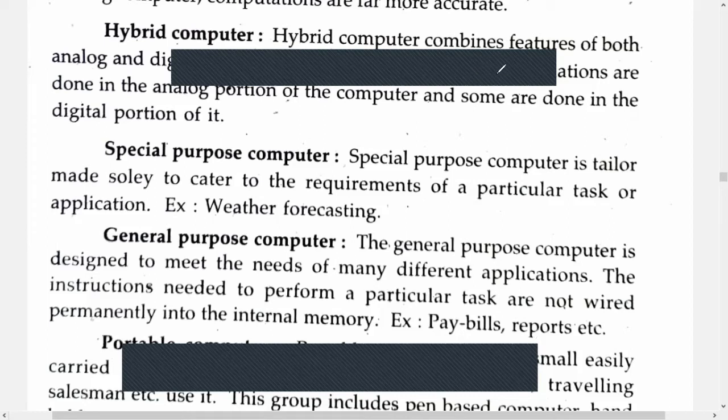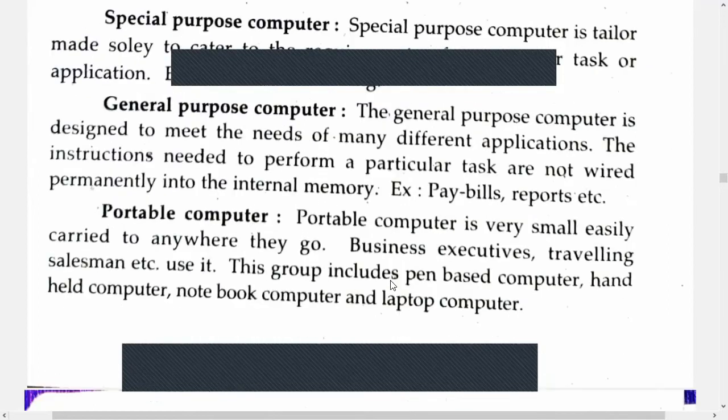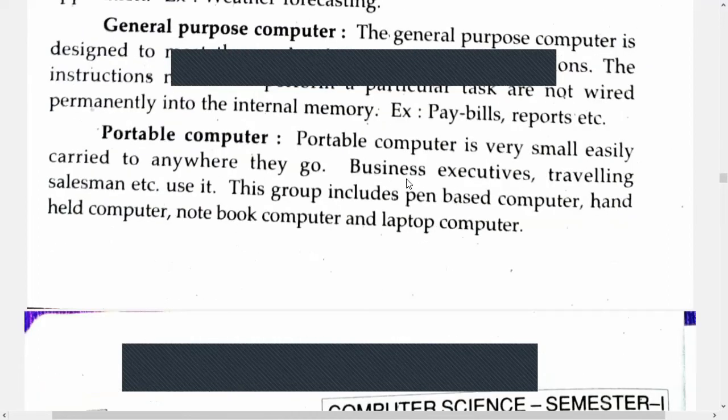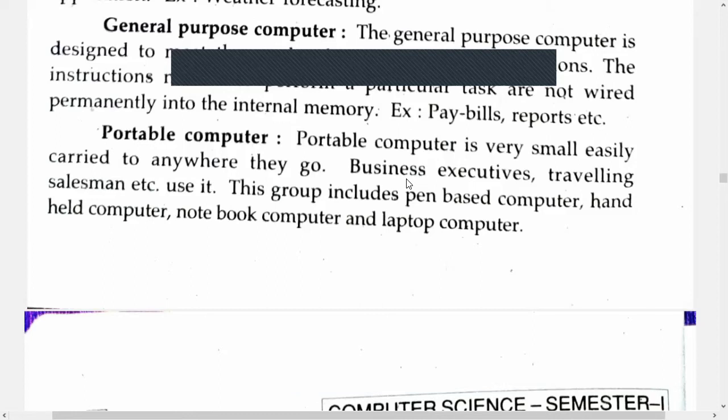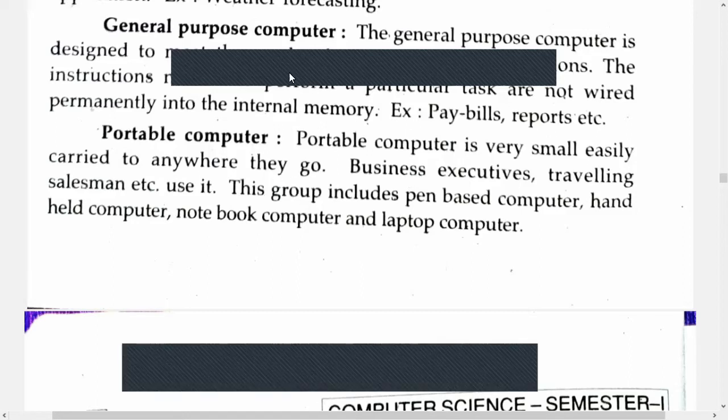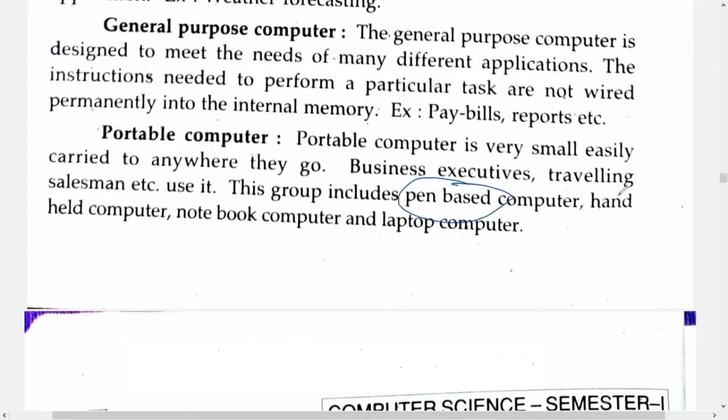Next, based on the size, we have the portable computer. A portable computer is very small, like a pocket computer. Earlier we used to have digital diaries. They used to have a phone book, small calculator. These are the pocket sized portable computers. Portable computers may include pen-based computer, handheld computer, notebook computer, laptop, etc. These are portables.